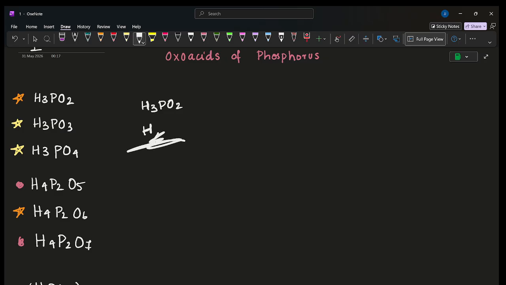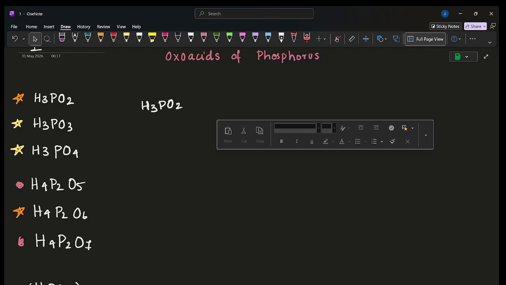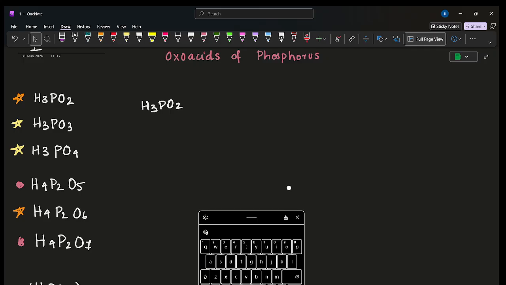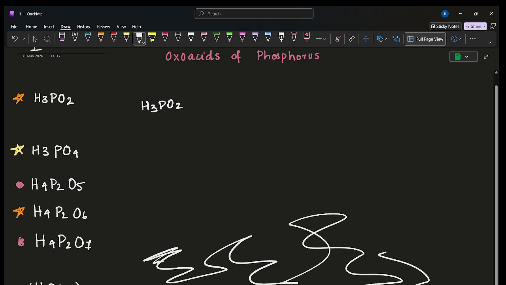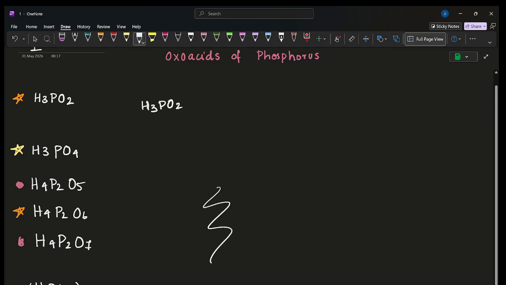One second, my pen is not working fine. I'll have to do it like an actual pen just to make it work.